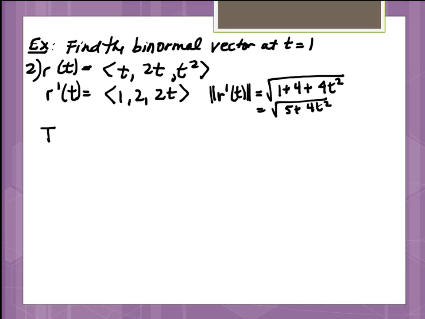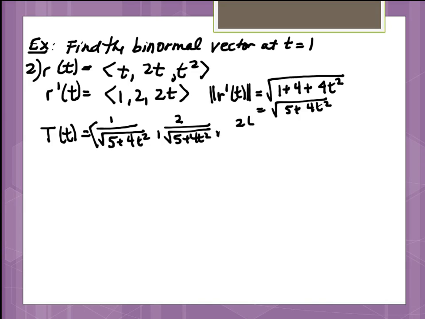Alright, at this point that allows me to find T of t. So that's each of the derivatives, 1, 2, and 2t, divided by the magnitude. So I end up getting 1 over the square root of 5 plus 4t squared. And then I have 2 over the same quantity, square root of 5 plus 4t squared. And then a third one, which would be 2t over the square root of 5 plus 4t squared.